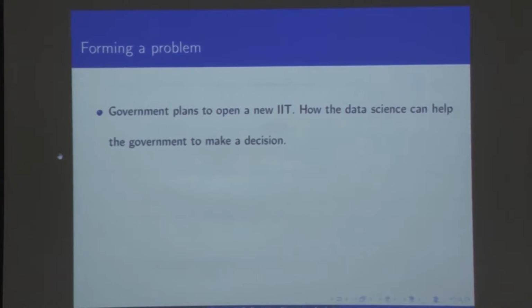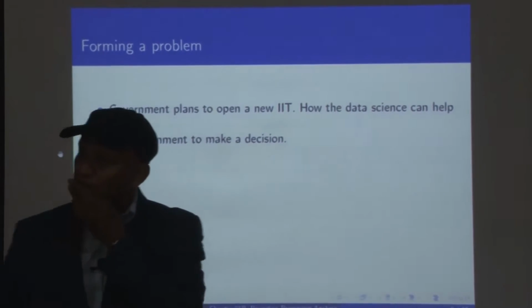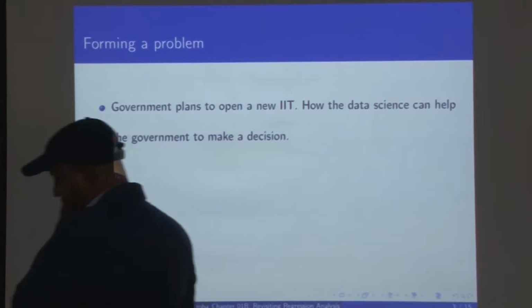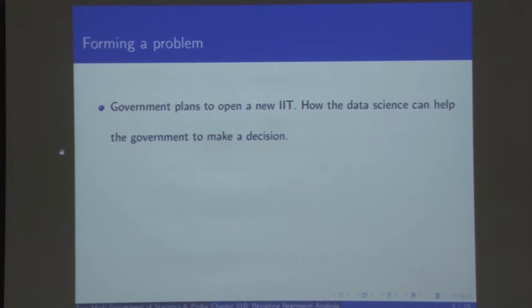We can see what the other IITs are, how many departments they have, what the initial cost was when they started, and match up with the same. So you would be looking for related data.